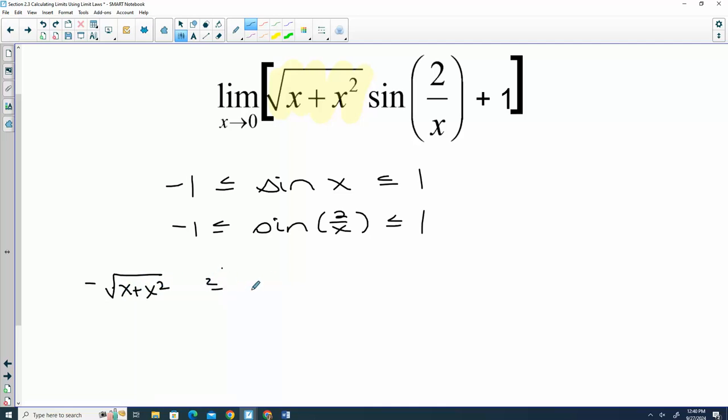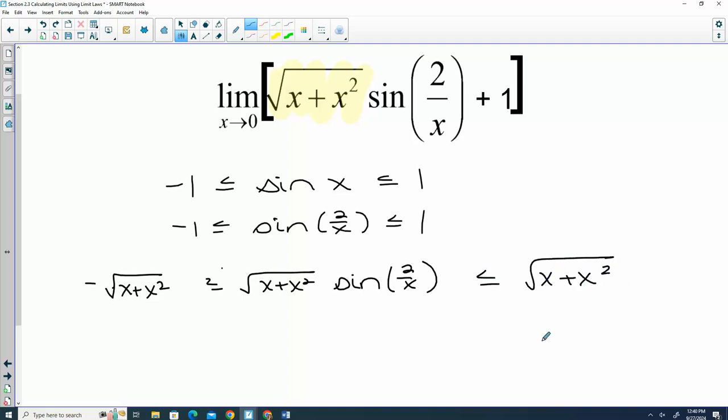It's less than or equal to the square root of x plus x squared times sine 2 over x, less than or equal to the square root of x plus x squared. Now we have to do our plus 1. Now we add the 1 to everything. I see.